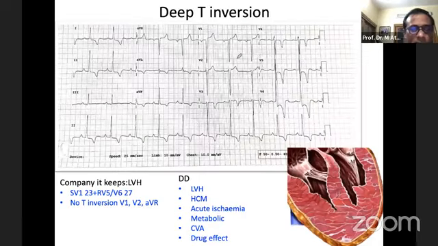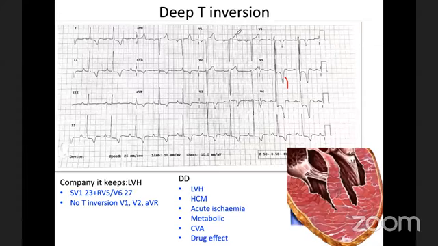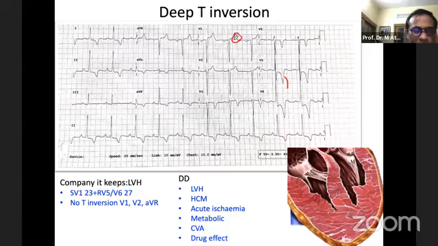This is another example of T wave inversion where the T wave is pointed and deep. Here also the company it keeps follows, that there are some criteria of LVH, left ventricular hypertrophy. This T wave inversion is also accompanied by some criteria of left ventricular hypertrophy, and in V1 the T wave should be negative, but here it is positive. So this is T wave inversion in the presence of left ventricular hypertrophy.